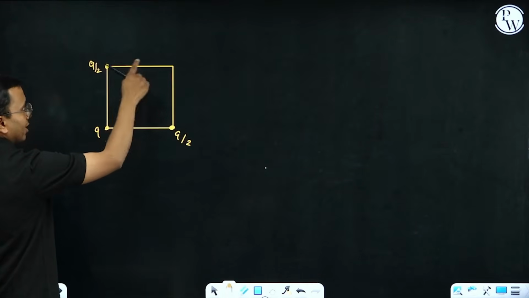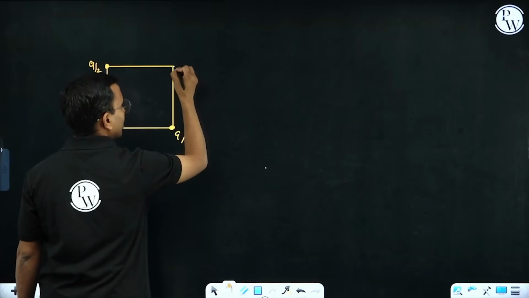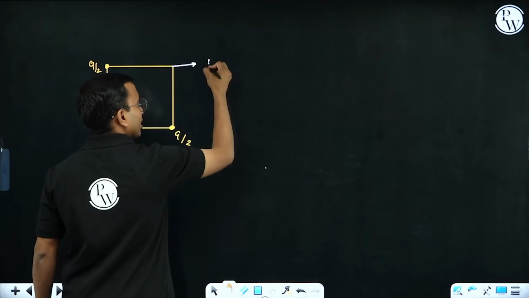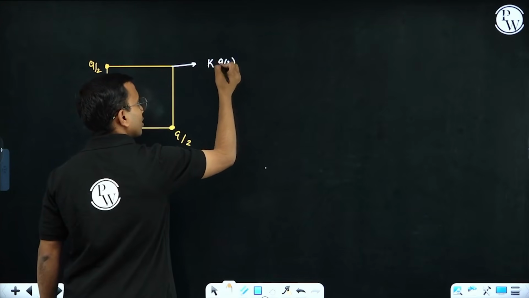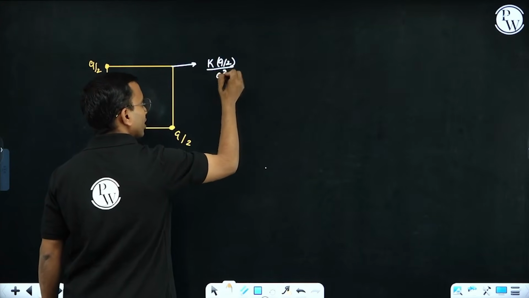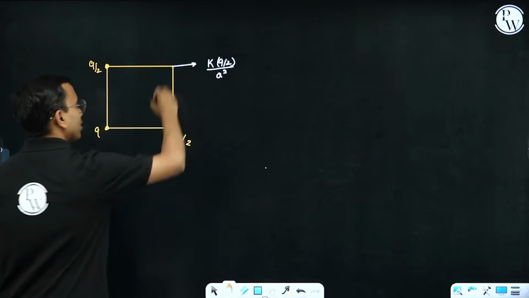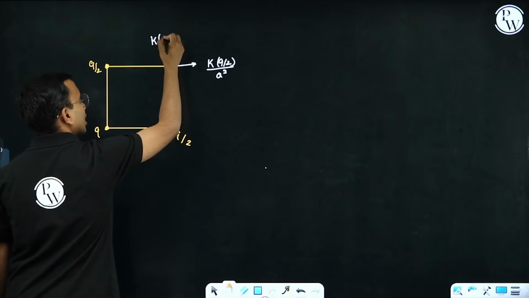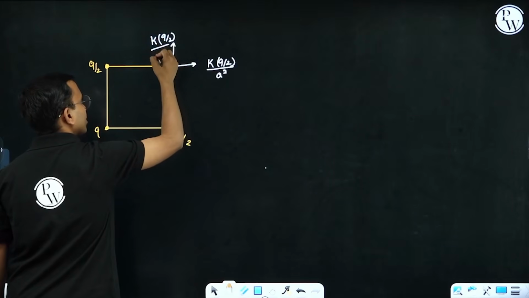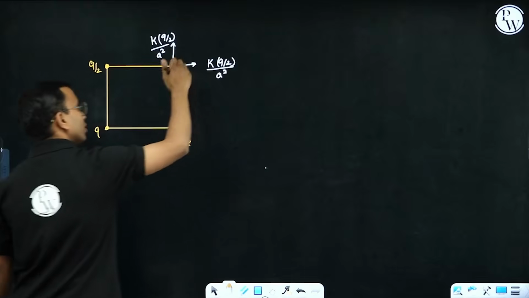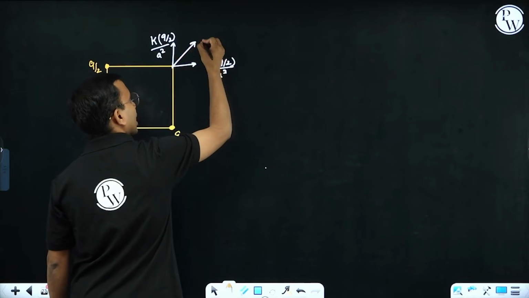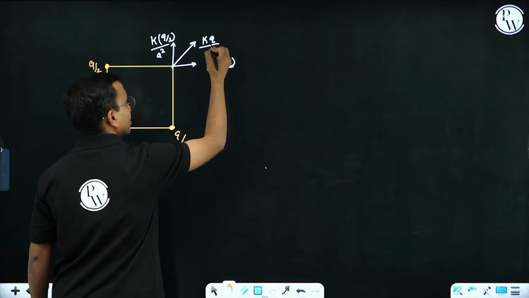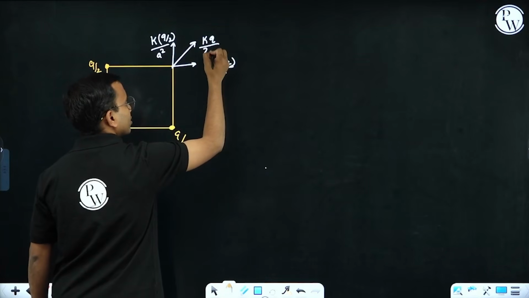So due to each of the charges, I'll write, due to this q by 2, the field will be in this direction. How much is that? kq by r square, so k times q by 2 divided by the distance square, a square. Similarly, due to this other q by 2, the field will be in this direction, k times q by 2 by the distance square. Now due to this q, it will be along the diagonal. How much is that? kq divided by the distance square. The distance is a root 2, and a root 2 square is 2a square.